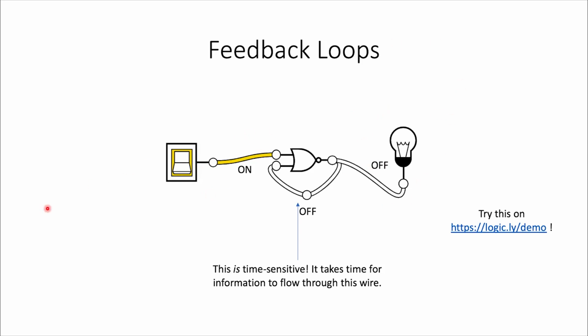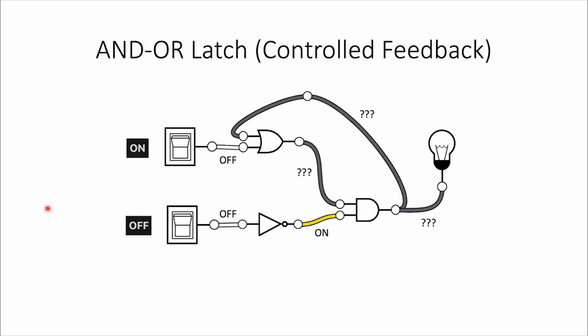So clearly the thing that we had in the previous slide is not something we actually want to use because the output is unstable whenever the switch is off. And that's not useful for a computer that wants to store information consistently. So we'll make a version of this that does this slightly better, which is called an and/or latch. And this is a controlled feedback loop rather than an unstable feedback loop.